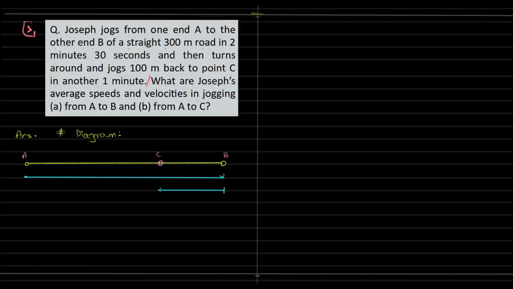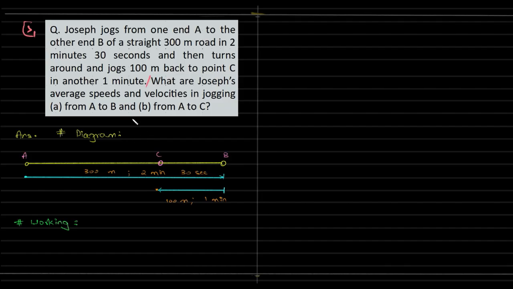So this is what we are looking at. So this is around 300 meters. We have 2 minutes and 30 seconds. And this is around 100 meters. And he takes a minute to be at point C. So this is our scenario. Let's see what we can find.